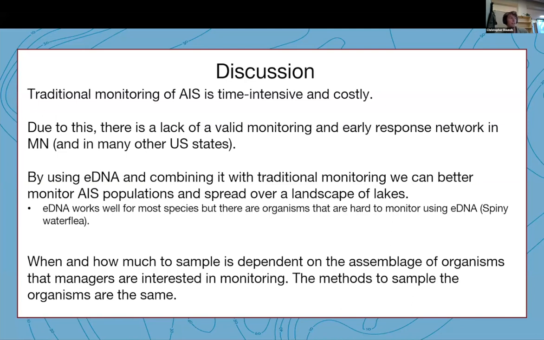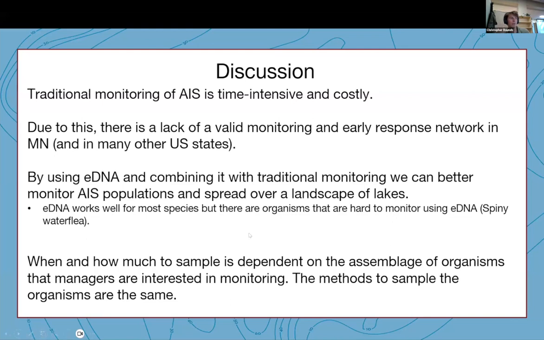We want to highlight here that eDNA works really well for most species, but there are organisms that are just generally harder to monitor. This was found through our results as spiny water flea, and this might be because there's lower spiny water flea biomass in the lake. They're giving off less DNA throughout their life stages, something like that.